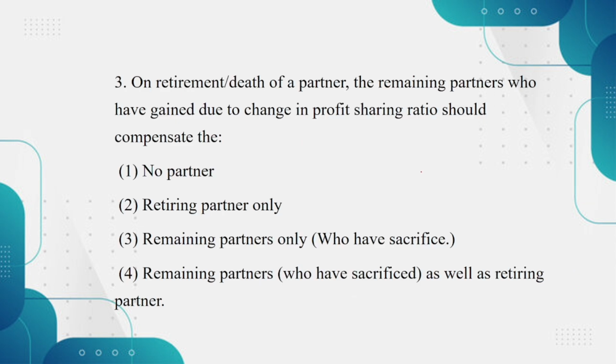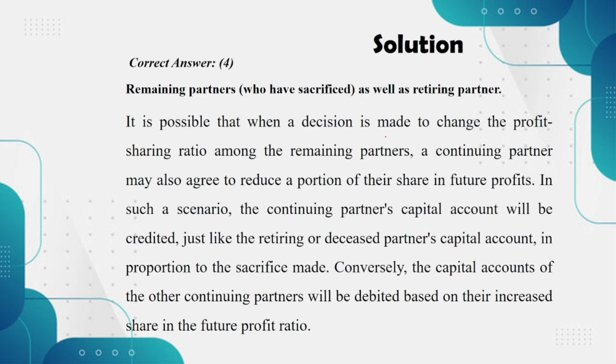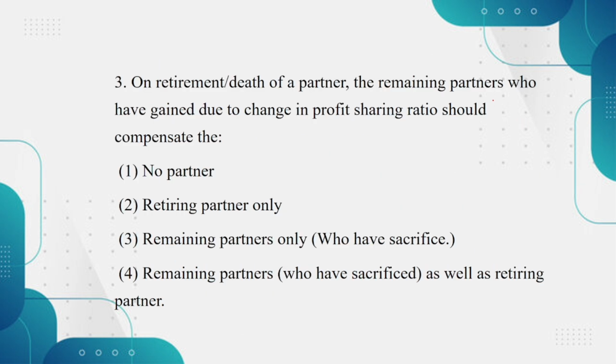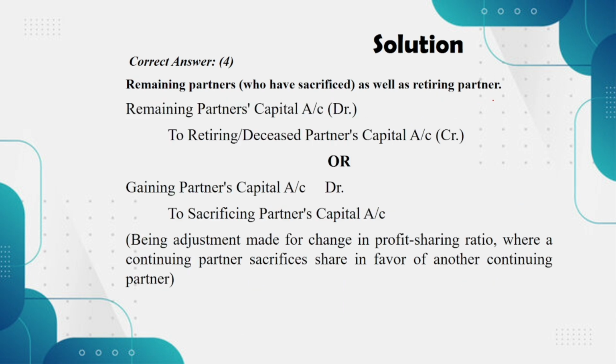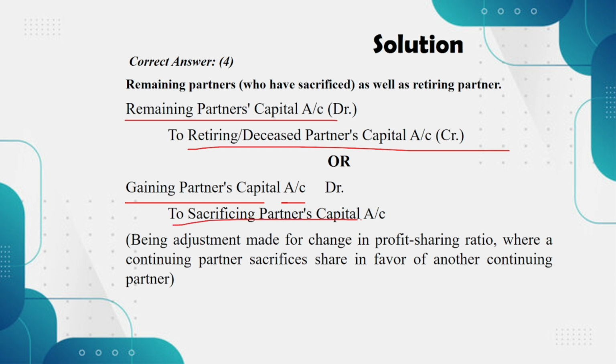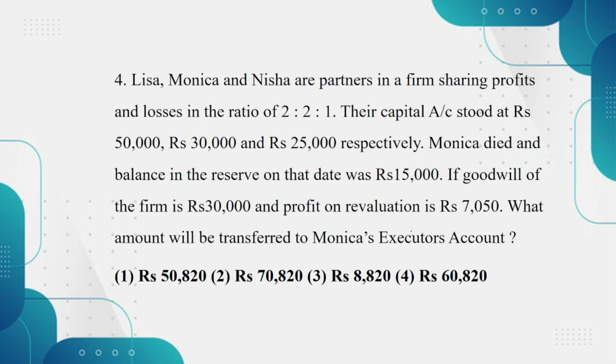Third question, on retirement or death of a partner, the remaining partners who have gained due to change in profit sharing ratio should compensate the. See, there is a journal entry you have to keep in mind. Sometimes gaining partners are also there. Usually sacrificing partners come, but please go through this explanation also. Sometimes the sacrificing partners are also gaining partners. So this is the entry you have to remember: remaining partners' capital to retiring partner's capital. A gaining partner will sometimes become a sacrificing partner. That is the thing you have to remember.